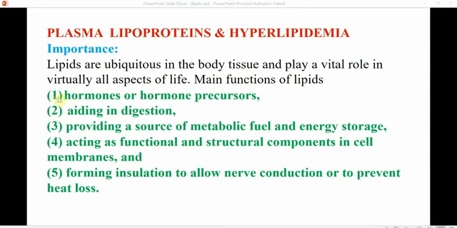First, lipids act as hormones or hormone precursors, for example, steroidal hormones derived from cholesterol. Second, they aid in digestion, for example, bile acids and salts, which are also derived from cholesterol.